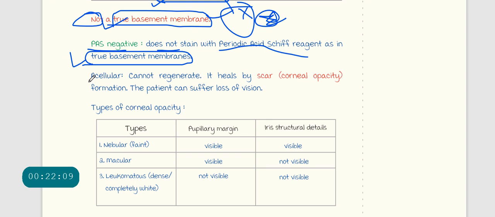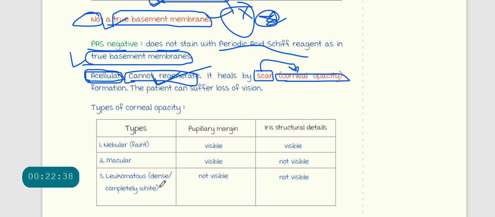The next point is, if it does not regenerate, then any damage to the acellular layer or the Bowman's layer can lead to scar formation, and this scar would lead to corneal opacity. Very simple. So this is the reason the patient could suffer from loss of vision due to formation of this scar. Very easy.